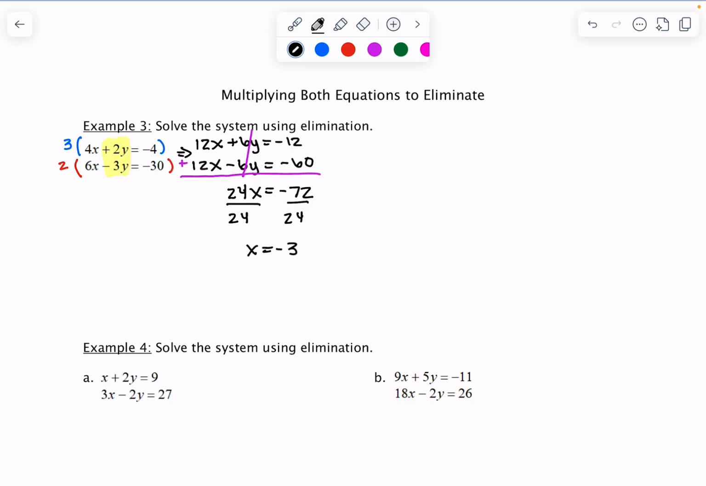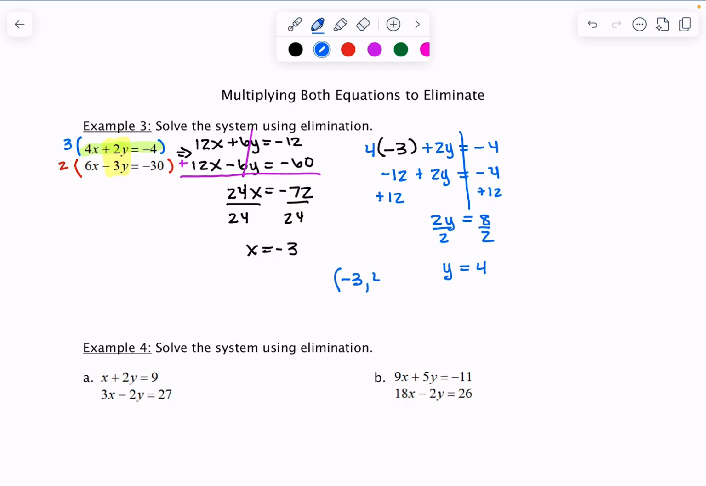Now that I know x equals negative 3, I'm going to take this top equation that I'm highlighting in green and rewrite it, but instead of 4x, I'm going to write 4 times negative 3. So 4 parentheses negative 3, and then keep writing the equation. Plus 2y equals negative 4, and I'm going to simplify this for y. I get negative 12 plus 2y equals negative 4. Add the 12 on both sides. I get 2y equals positive 8. Divide both sides by 2, and y equals 4. So now I have a point at negative 3, 4.